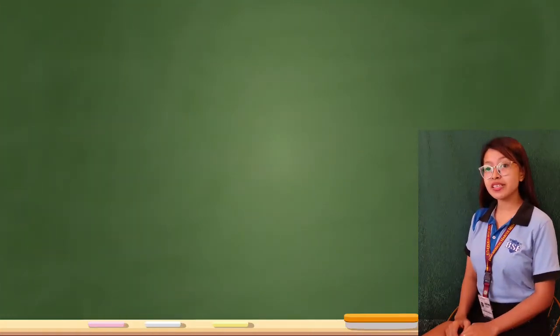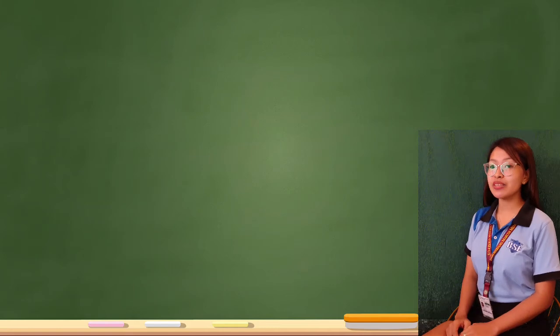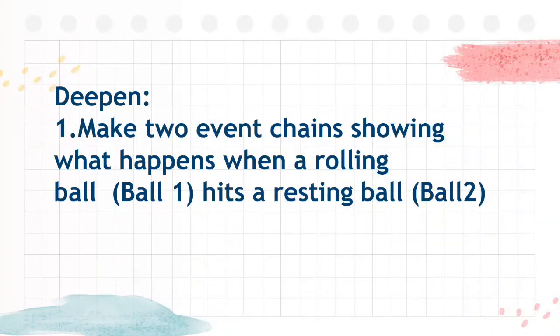To deepen your understanding on this topic, let's have this activity. Deepen. Number 1. Make two event chains showing what happens when a rolling ball, ball 1, hits a resting ball, which is ball 2.